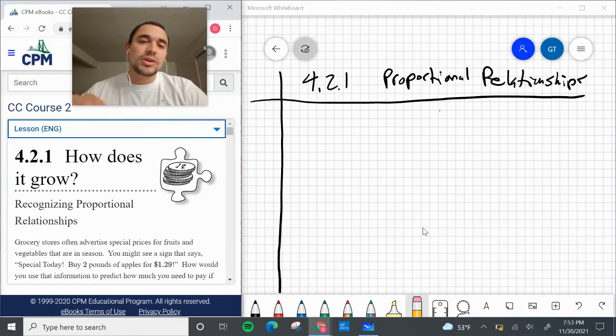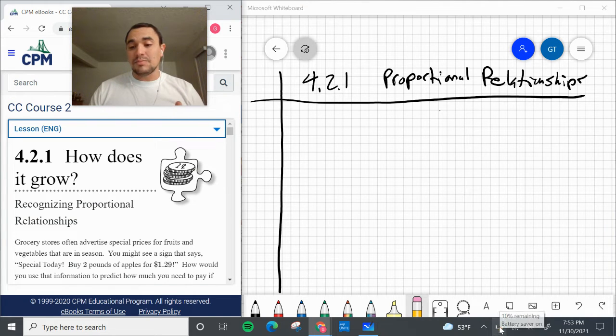Mr. Trochet here. We're going to talk about Chapter 4, Section 2.1, and it's going to be proportional relationships. This is a very big component of our upcoming summative, so it's very important for you to take notes and to make sure that they look as similar as possible.